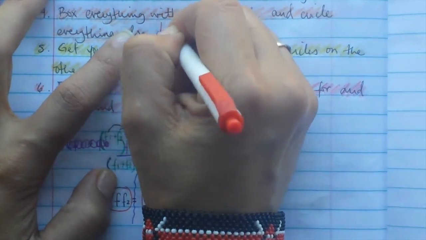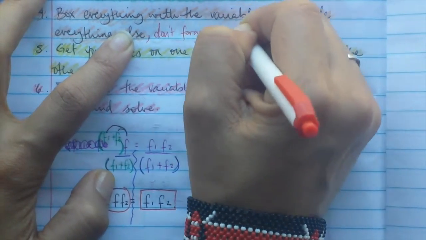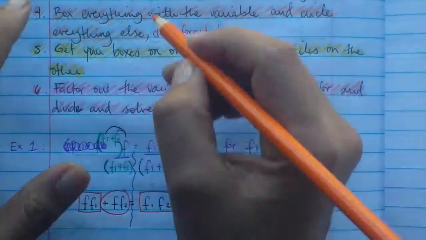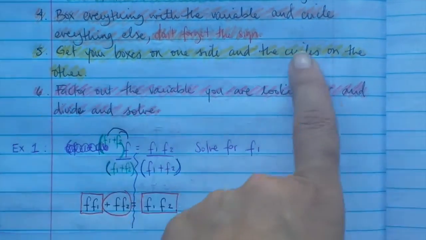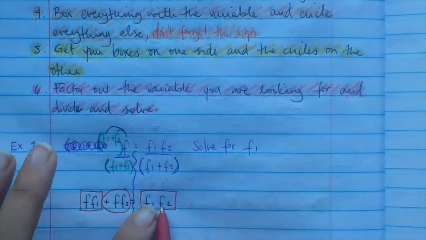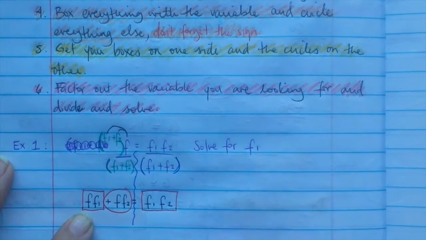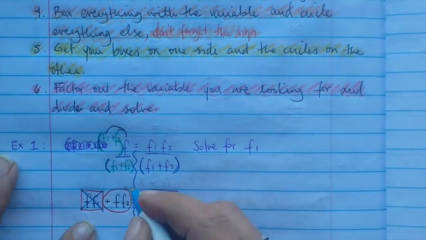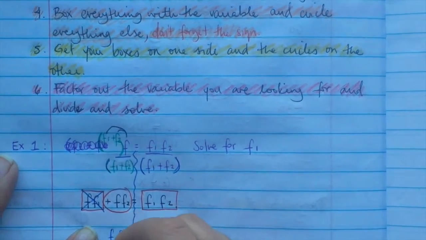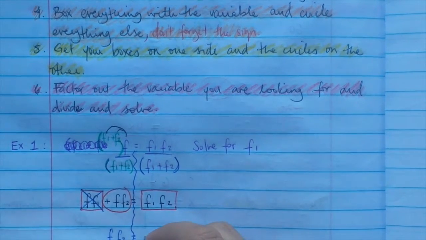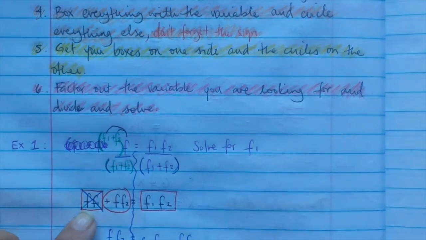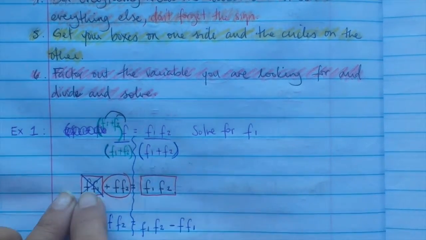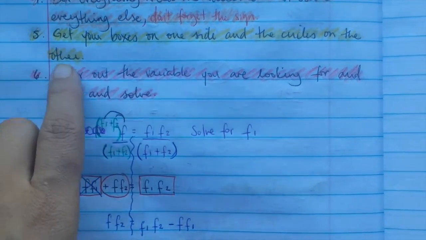Now, once you've done that, I forgot to write this in: don't forget the sign. Make sure you've gotten the sign, so there's nothing outside a box or a circle. Get your box on one side and the circles on the other. Let's just move the box. When you move that to the side, it's going to be minus. So we're going to have f, f2 equals f1, f2 minus f, f1. I know you can't see it, but you should be listening to what I'm saying. When you take it to the side, it's subtraction.